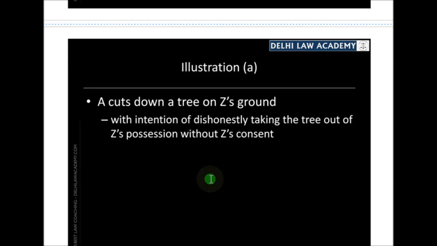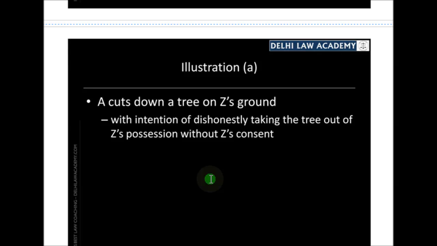A cuts down a tree on Z's ground with the intention of dishonestly taking the tree out of Z's possession without Z's consent. Then we are required to give the answer whether this action of cutting the tree amounts to theft or not. We note here that a tree is an immovable property and cannot be a subject of theft. However, as soon as the tree is cut, it becomes a movable property and therefore it becomes a subject of theft.